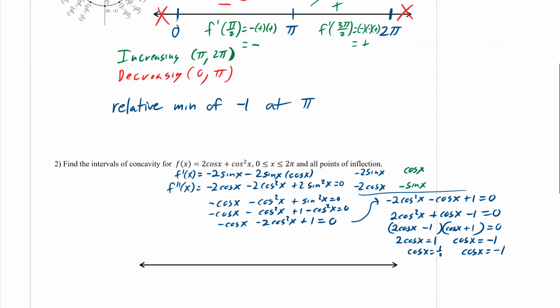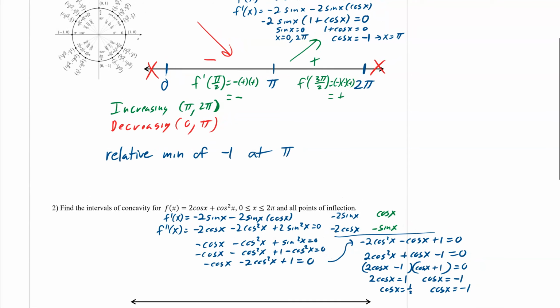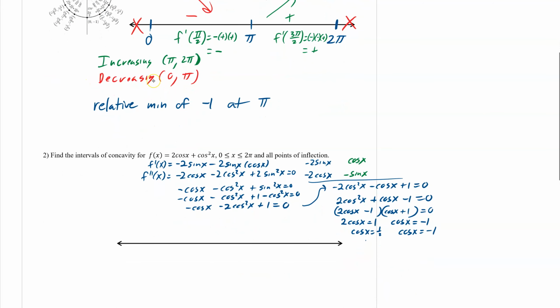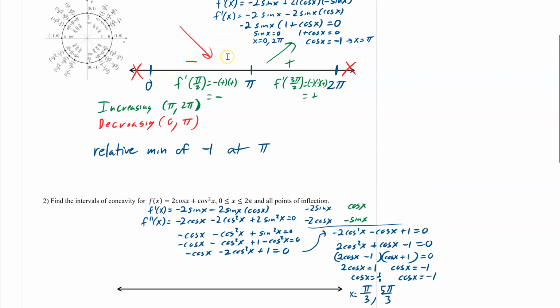So we go back to our unit circle and check and see what that is. So we're only looking between 0 and 2 pi. So when does the x-coordinate equal a half? It's at pi over 3. And then it's also going to be at 5 pi over 3. So pi over 3, 5 pi over 3. Those are our x's. And then also cosine x equals negative 1. So that's our x-coordinate, which is at pi.